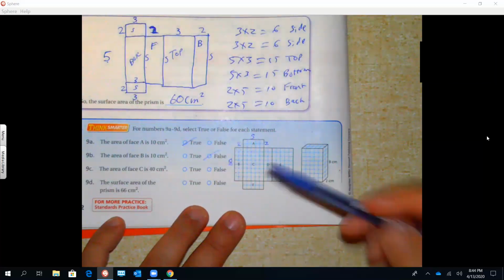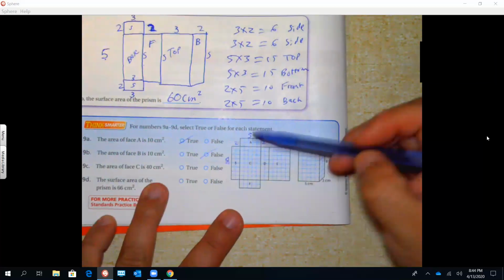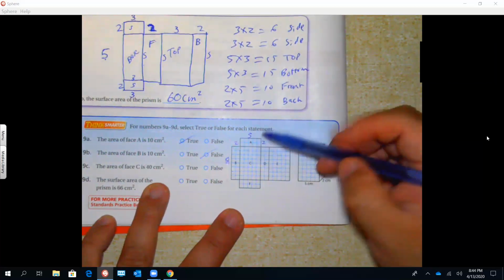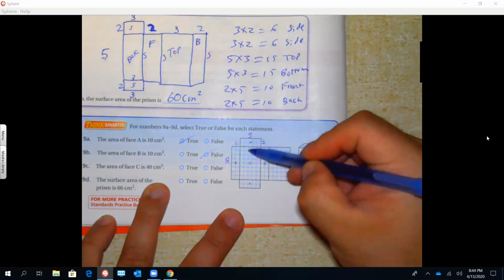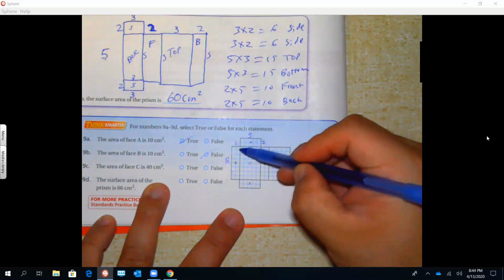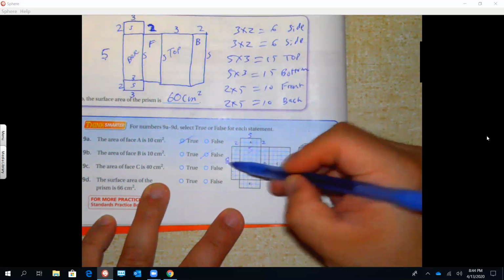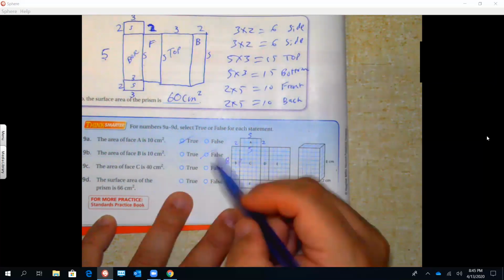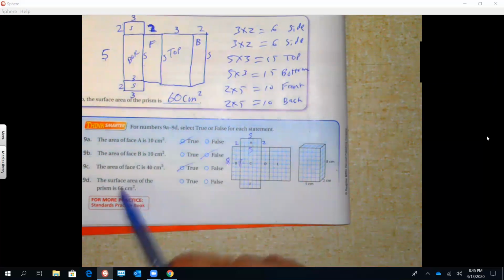Let's get the face of C. It says 40. 1, 2, 3, 4, 5. We know that's 5. And then the length is 8, so that's 8. 5 times 8 equals 40. That's true. They say the surface area is 66.